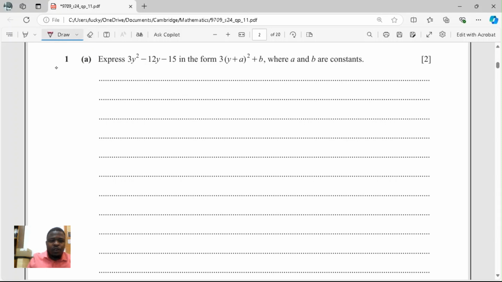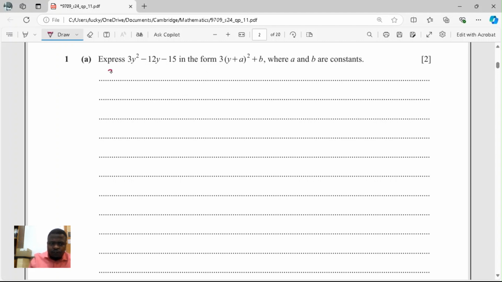Right, so I'm looking into a Cambridge algebra portion of Paper 1 using the June exam. So let's look into this. They're saying to us, express 3y squared minus 12y minus 15 in the form of 3 open bracket y plus a close bracket squared plus b. So we obviously see that to move from here to there, we need to complete the square, right?